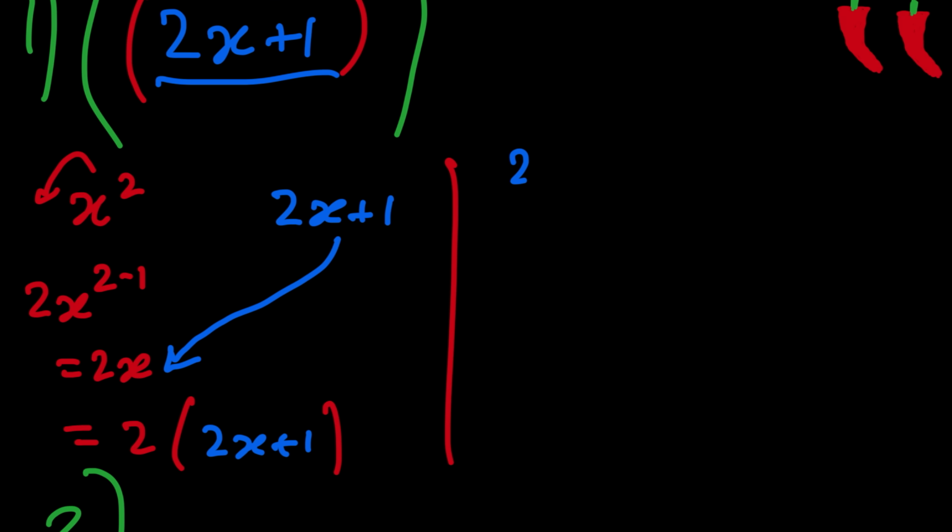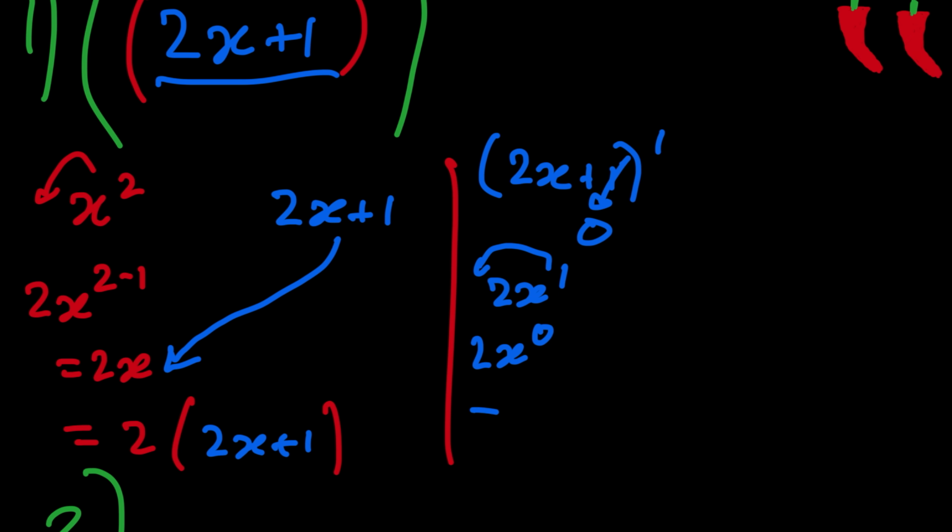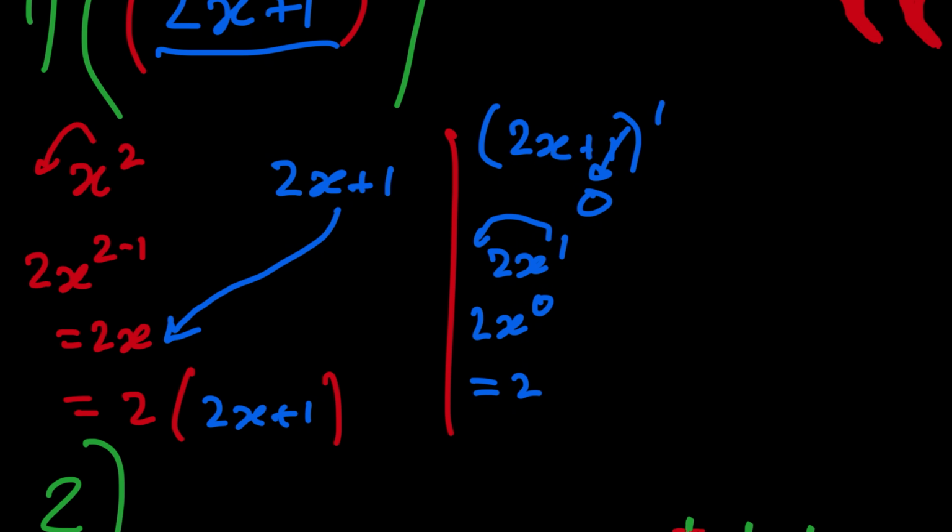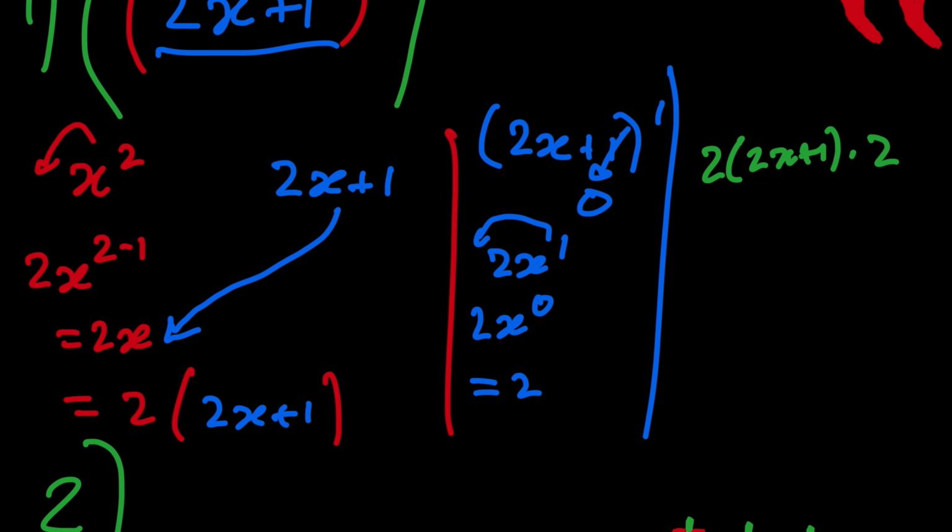And then we have to find the derivative of the inner function. Well, 1 becomes a constant, so we don't need to worry about that. And then we just apply power rule on 2x to the power of 1. You bring 1 forward, so it's 2 times x to the power of 0, which gives us 2. All we have to do then is multiply the two together. So we get 2 times 2x plus 1 times 2. And that's it. That's our chain rule.